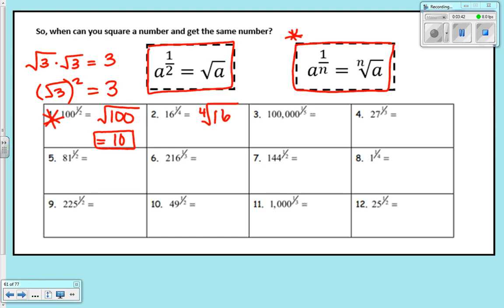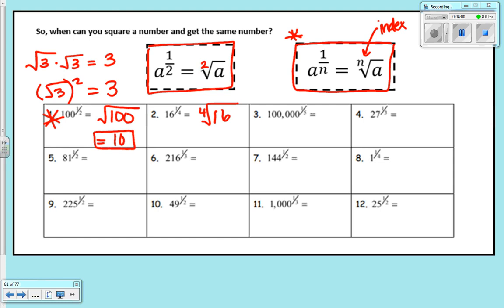You put a little 4 right there. That number is called the index, okay? Typically, we use square roots, and so our index there is a 2. Over here, I could write a 2 on my square root symbol. We just don't, because typically that's all you use, a square root.